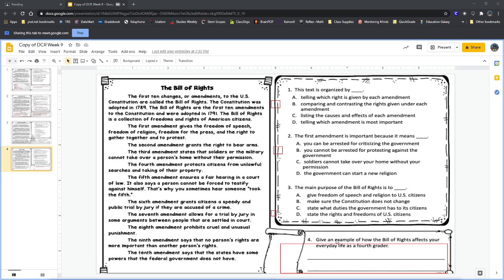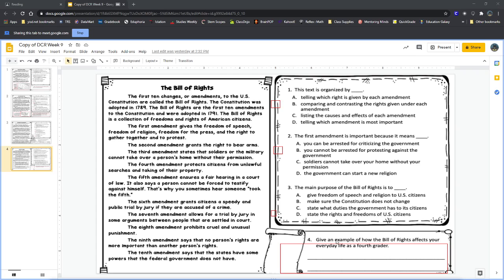The Fourth Amendment protects citizens from unlawful searches and taking of their property. So that one, like we had talked about before, if they think that you might have committed a crime, if they think you're a criminal, they need to have proof, or they need to have a reason to think that you're a criminal before they can just search your house or things like that. If they don't have a good reason to think that you're a criminal, they can't just stop you and look through your car, or look through your house, or look through your stuff.